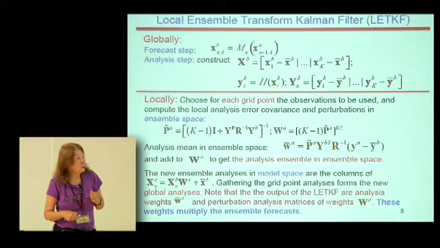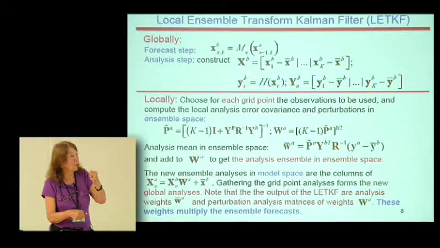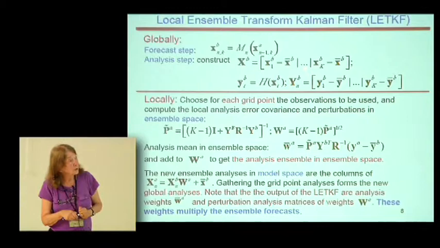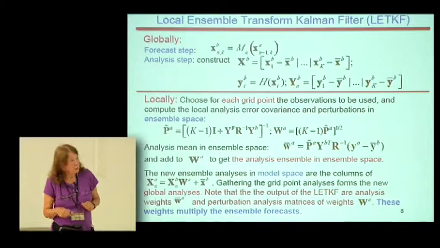And we also do the same for the observation. So we first convert the model forecast, we use the observation operator to convert it into observations made by the forecast. So these are not really observations, but forecast observations because I'm putting a background there. And then we also construct a perturbation matrix, which is the difference between these two. So this is done globally, and it's very simple. And locally, we choose for each grid point the observations to be used and compute the local analysis error covariance and perturbations in ensemble space.